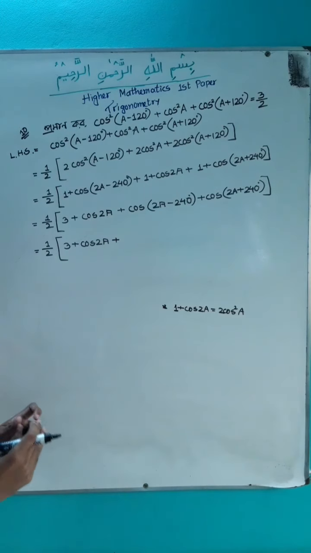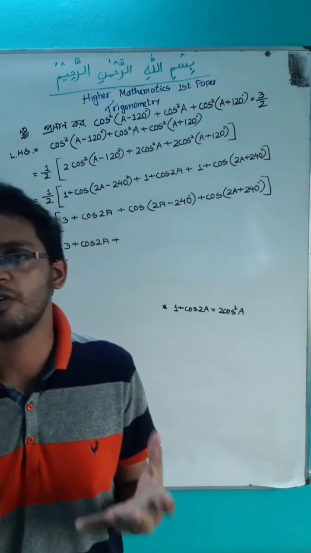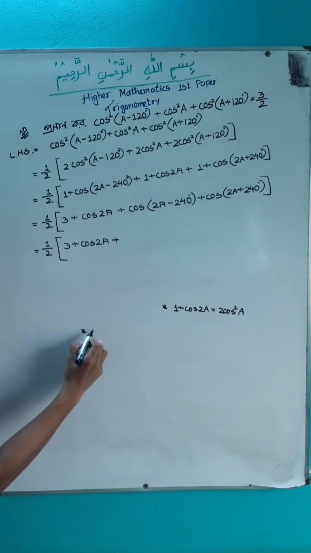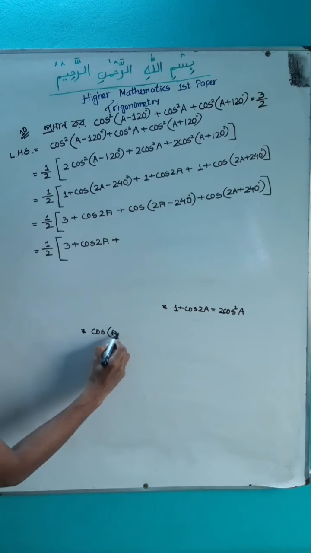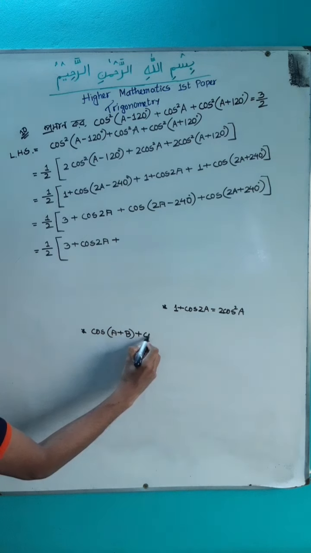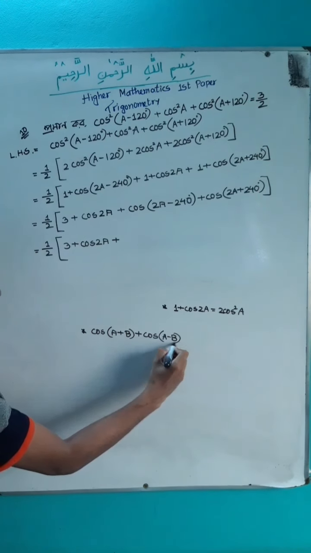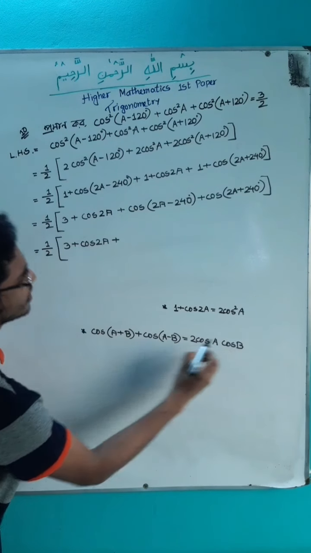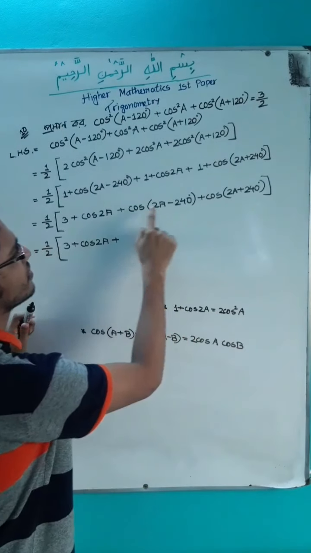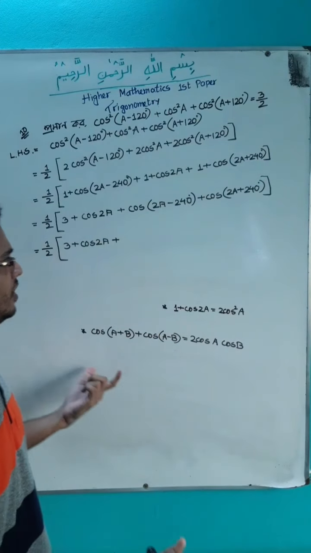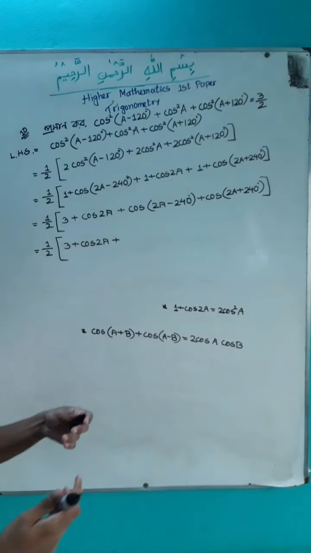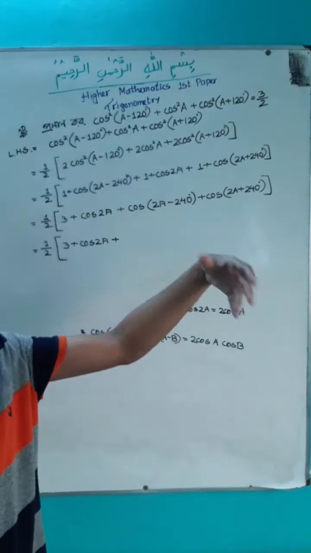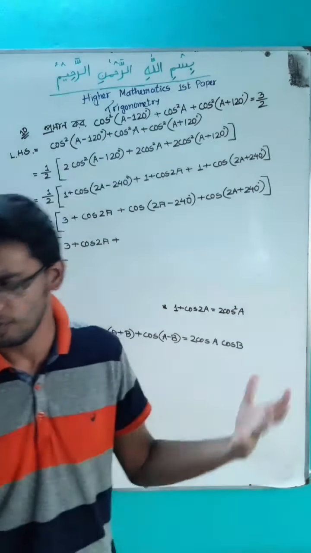Cos c plus cos d means 2 cos (c plus d)/2 into cos (c minus d)/2. Or we can use that formula, that is cos(a plus b) plus cos(a minus b) equal to 2 cos a cos b. It will be easier. How can we use cos c plus cos d? We have to do one or two lines more.